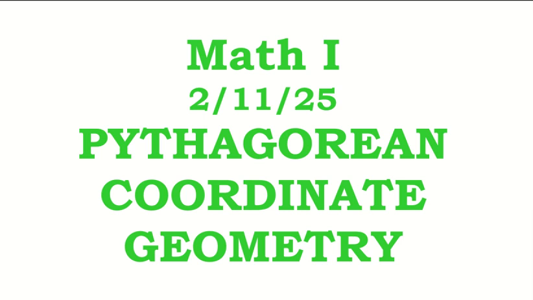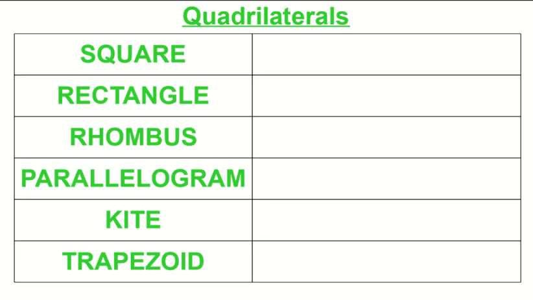We have to use the Pythagorean theorem to do some of these problems with coordinates that are geometry type problems. One of the things you need to know for some of these, though, are what these different quadrilaterals are.